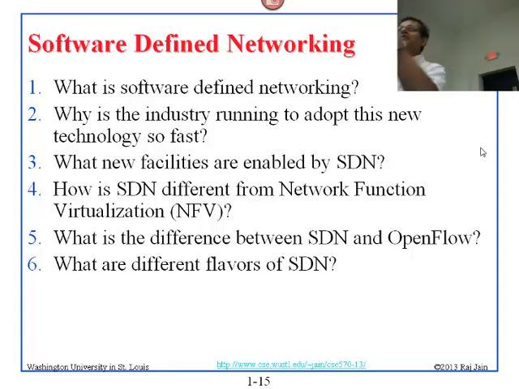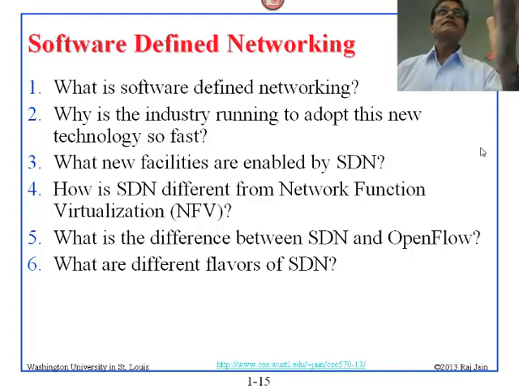All right. Moving on to software-defined networking. What is software-defined networking? Why is the industry running to adopt this new technology so fast? VMware bought the first SDN company to be established for $1.2 billion. VMware has a total market value of $3 billion, which they made after 10 or 20 years of hard work. Now they spent 1.3 of that in buying an SDN company. Must be something hard there.